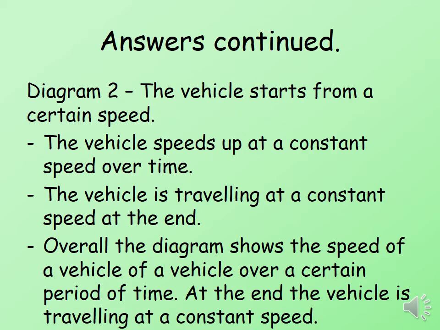Okay, moving on to diagram 2. So we've got the vehicle starts from a certain speed, the vehicle speeds up, the vehicle is travelling at a constant speed, and I've got the final statement there. Overall, the diagram shows the speed of a vehicle over a certain period of time, and at the end the vehicle is travelling at a constant speed. So that's the sort of thing I do on a motorway. Once I reach a certain speed, then I drive at that constant speed.